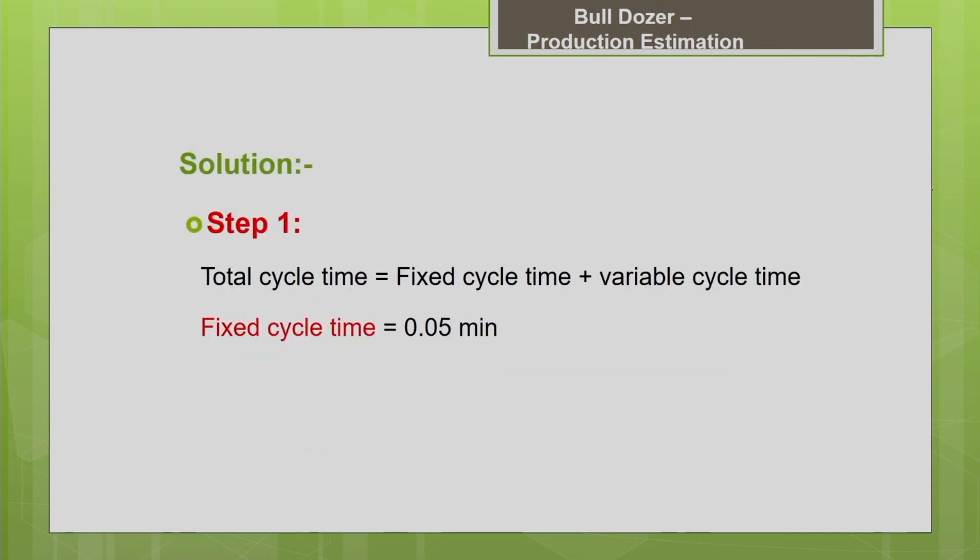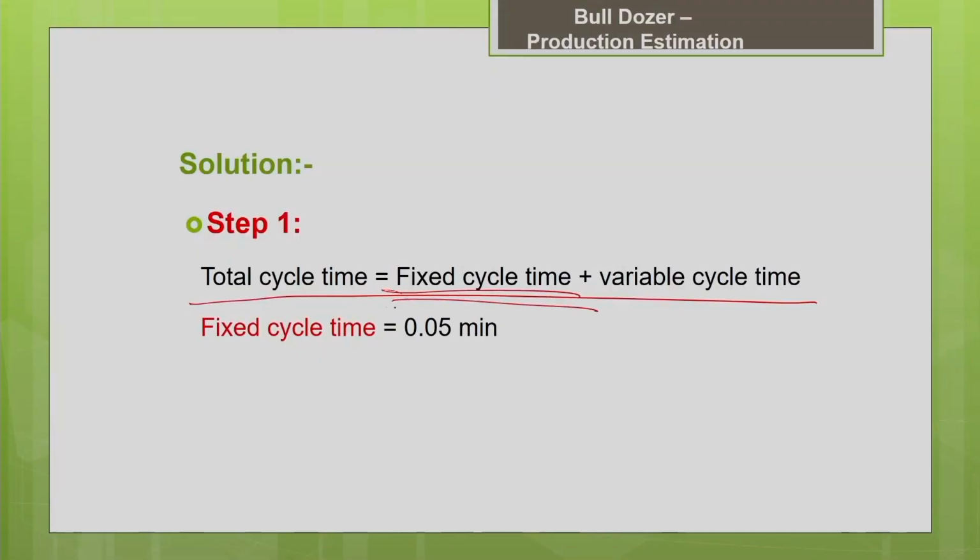First, the total cycle time is nothing but fixed cycle time plus variable cycle time. The variable part is the time needed for cutting and pushing the earth and returning back, and the return time, plus the maneuver time. Your maneuver time is nothing but fixed cycle time. Maneuver is nothing but time for changing the gears, increasing the speed or decreasing the speed. Those things come into the maneuver time. For this power shift mode, it can be taken as 0.05 minute.